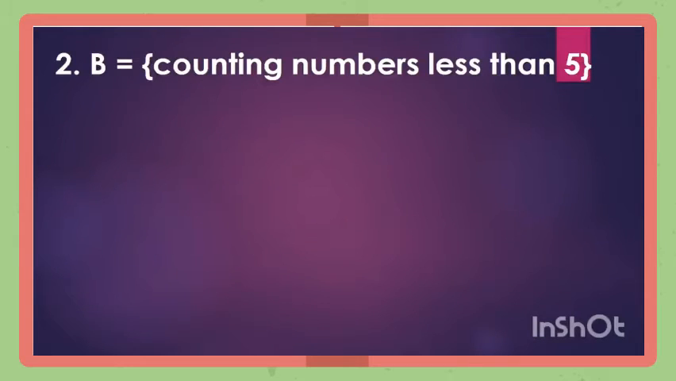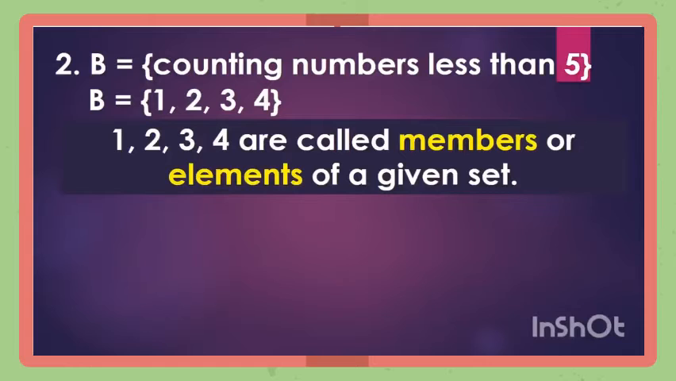Okay. Next, set B is a set of counting numbers less than 5. So, take note of the word less than. Pag sinabi nating less than, mas mababa, mas mababa sa 5. So, ano nga ulit ang counting numbers? Saan nagsisimula? Kanina, nagsisimula siya sa 1. Okay, so, ano-ano yung mga counting numbers na mas mababa sa 5? So, we have 1, 2, 3, 4. Okay, so itong 1, 2, 3, 4 ang tinatawag nating elements ng counting numbers less than 5.